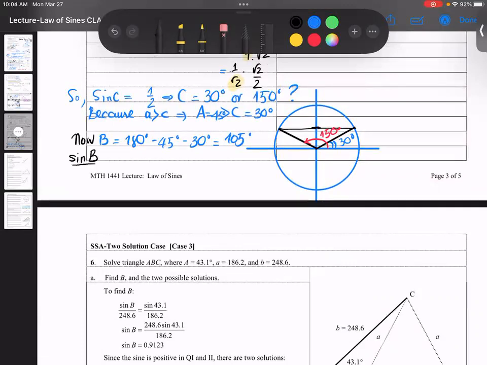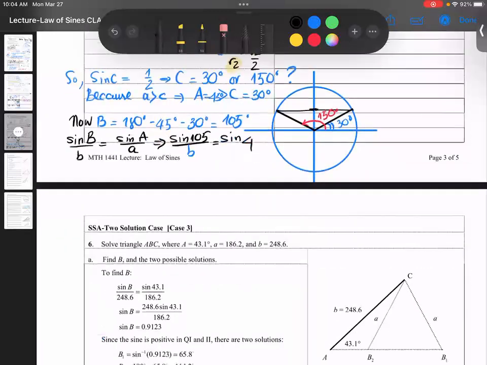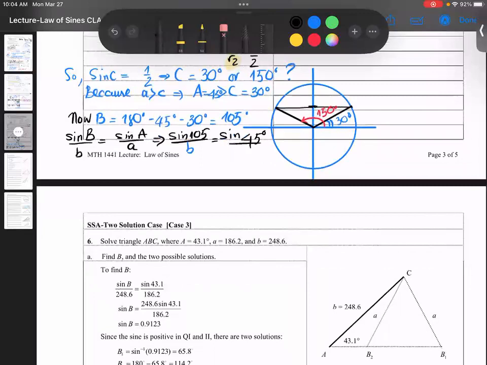Side big B over little b, because I know my angle B now, equals side A over little a. You can also use side C over little c. Sine of 105 over little b, which is unknown, equals sine of 45 over little a, which is 7√2.